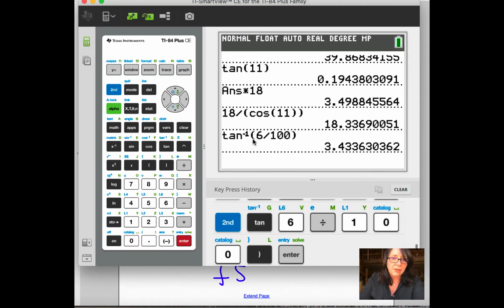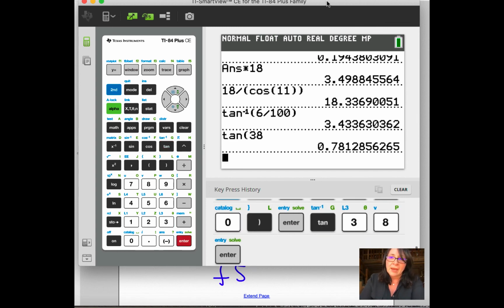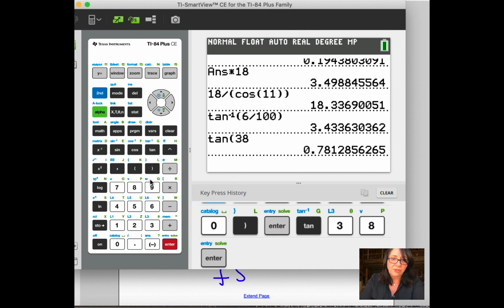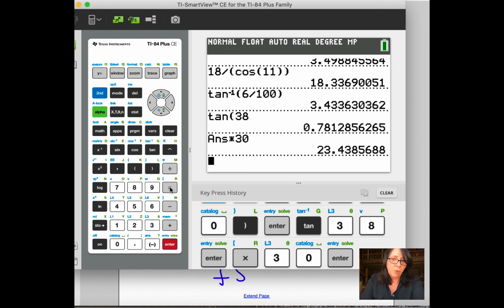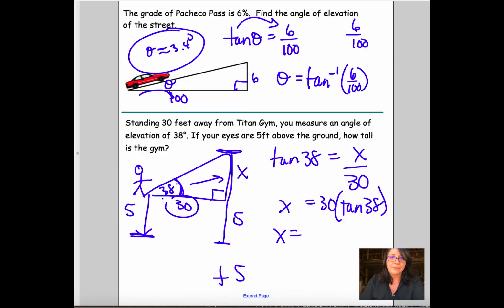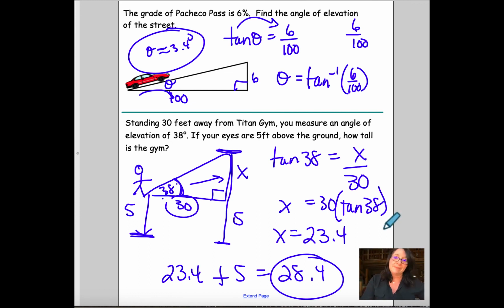So tangent of 38, and I have to multiply it by 30. So you just go times and it picks up that answer. Times 30, and I get about 23.4. Don't forget, you still have to add 5 because of the height. So we're at 28.4. So x was 23.4, but then we took that 23.4 and added the height and got 28.4 is the height of the Titan gym.